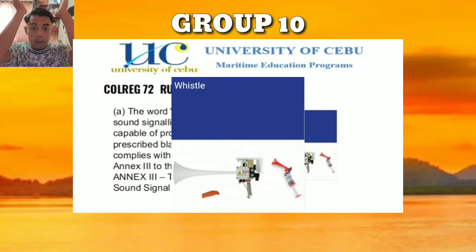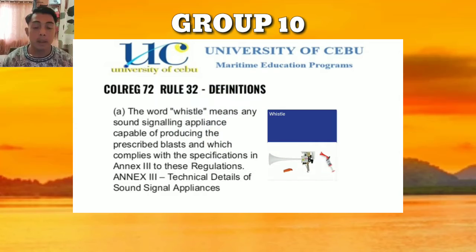My topic is all about Rule number 32, and these are the definitions. This is an example picture of a whistle. The word whistle means any sound signaling appliance capable of producing the prescribed blast and which complies with the specification in Annex 3 to this regulation. Annex 3: technical details of sound signal appliances.